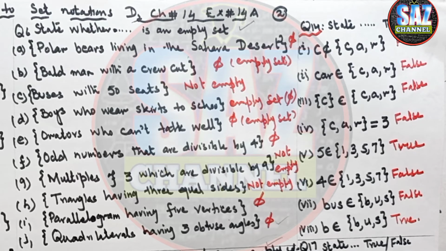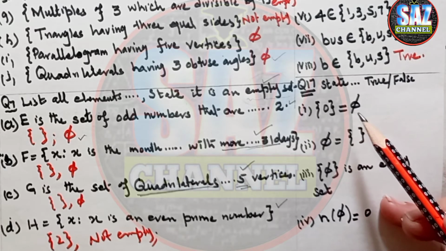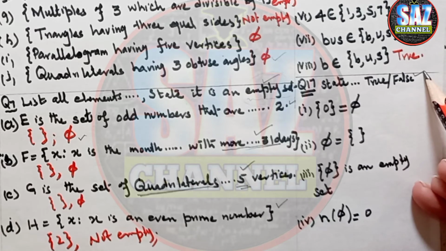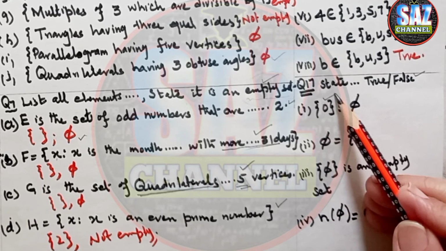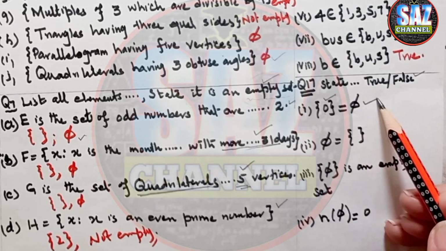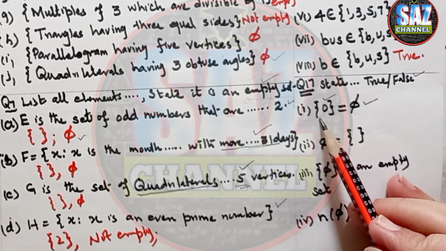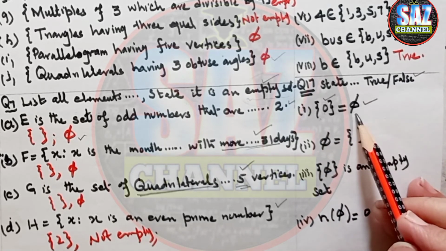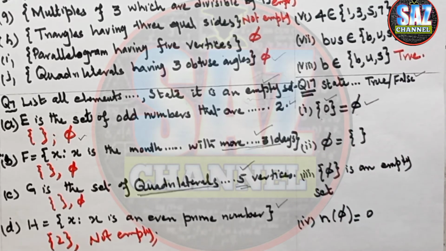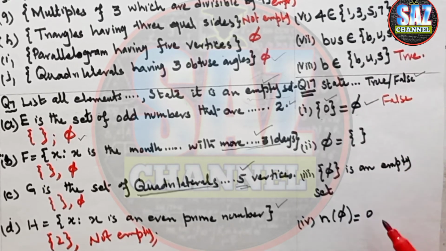The question says, state whether each of the following statements is true or false. If it is false, then we have to give the explanation as well. The first part is that the set having the element 0 equals the empty set. Both the sets are not equal because on the left hand side, the set contains one element which is 0, but on the right hand side, the empty set is given. So that's why it's false. They're just checking your conceptual understanding here.